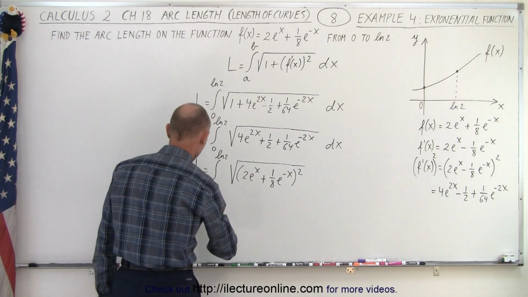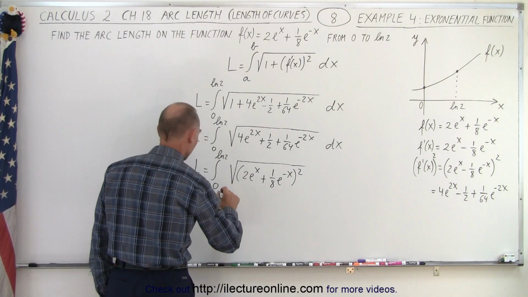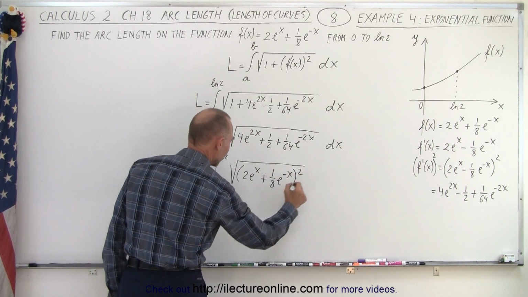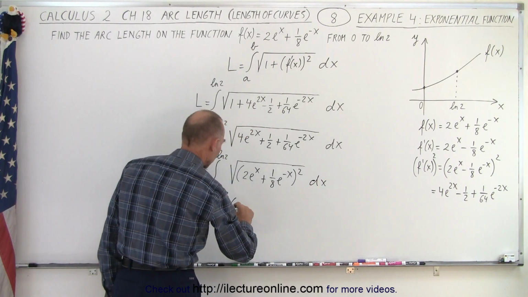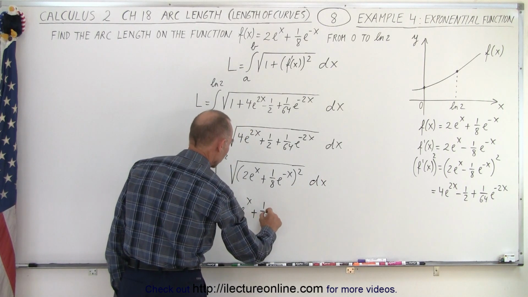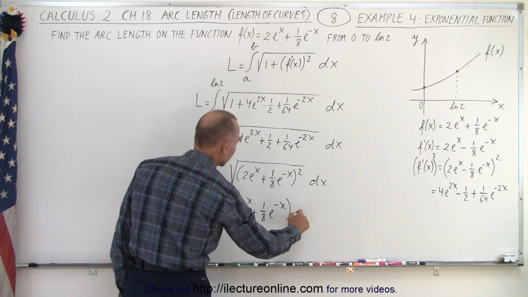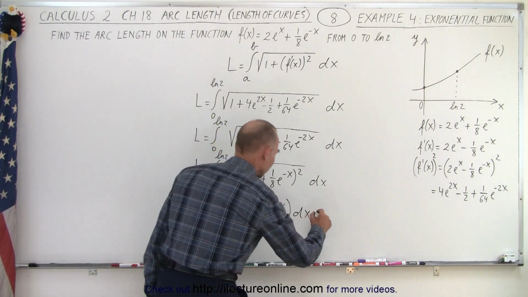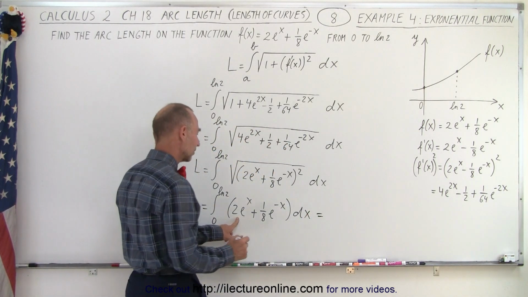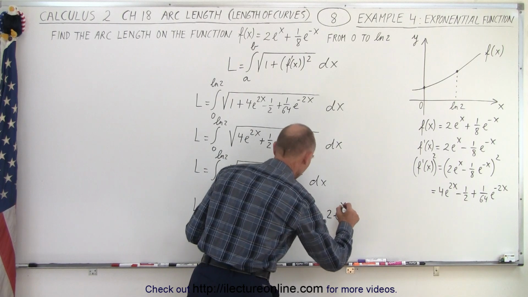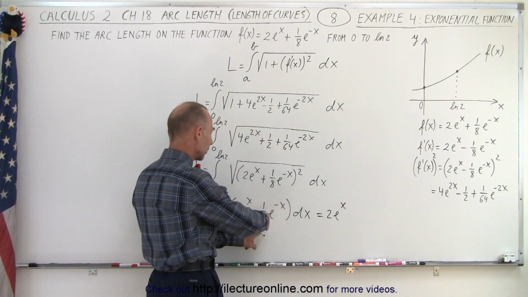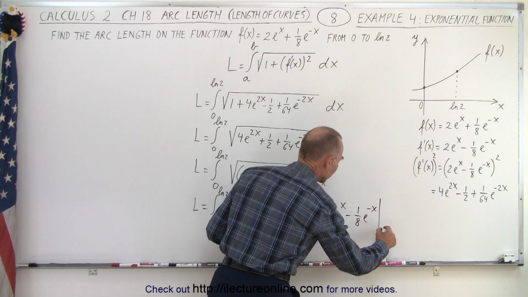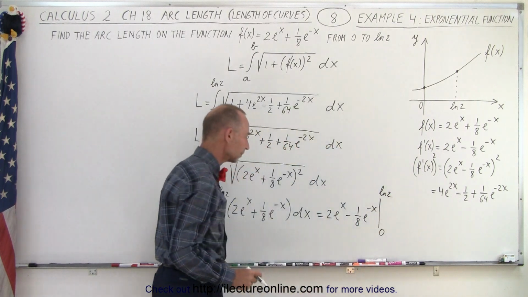Because now you can say, all right, that means that L is equal to the integral from 0 to the natural log of 2. And the square, of course, negates the square root. So we end up with, don't forget my dx there, 2e to the x plus 1/8 e to the minus x quantity dx. And of course, this is easy to integrate. So this becomes equal to, when we integrate 2e to the x, that becomes 2e to the x. When we integrate this, we get the same, but this becomes now minus 1/8 e to the minus x, evaluated from 0 to the natural log of 2.